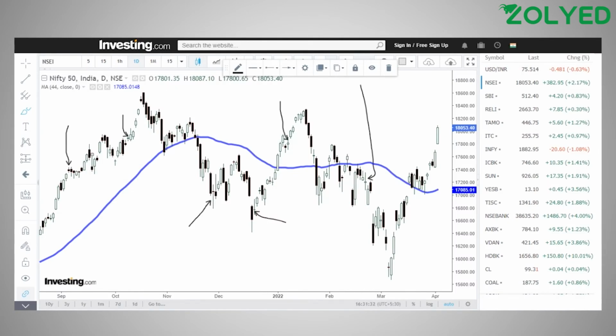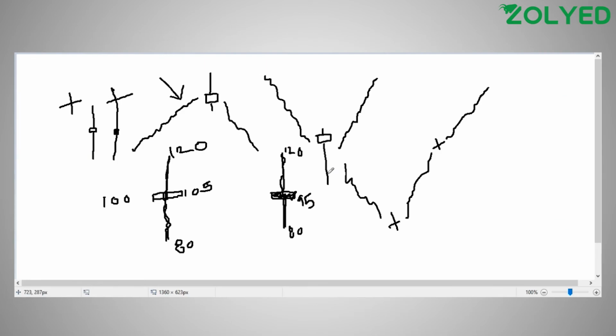Now let's go to the live chart again and understand more about it. So friends, now you have understood what a doji basically looks like. You know how a white doji looks and how a black doji looks. You know what a hammer is, you know what a shooting star is, you know how a doji impacts the market.